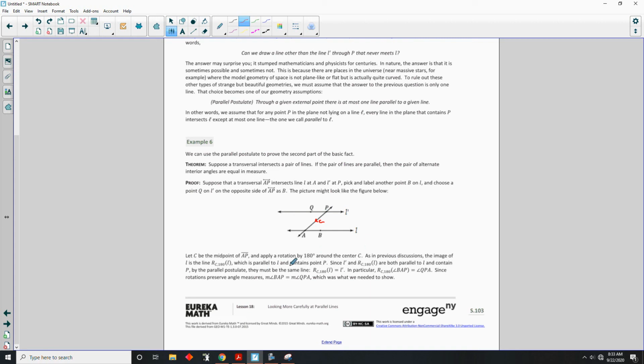So rotation is centered at C of 180 degrees, line L equals L prime. In particular, rotating the angle around C 180 degrees, angle BAP equals the angle QPA. Since rotations preserve angle measures, the angles are equal, which is what we needed to show.